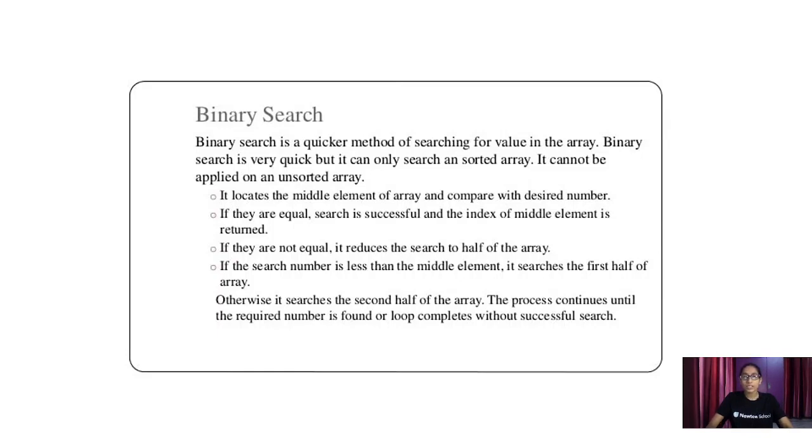Binary search is quick, but it can only be applied to a sorted array; it cannot be applied to an unsorted array. The first point to remember is that it locates the middle element of the array and compares it with the desired number. Second, if they are equal, the search is successful and the index of the middle element is returned. Third, if they are not equal, it reduces the search to half of the array.